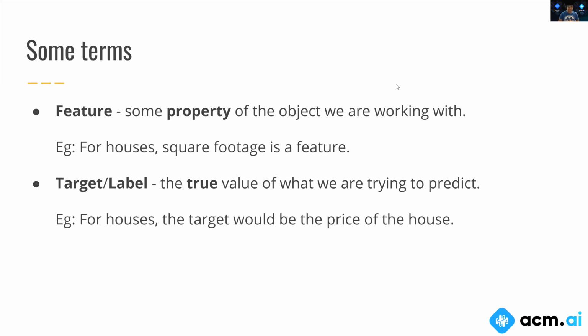So yeah, here are some quick terms. Features, we just went through these, are just properties of the object we're working with. In this case, it's houses. And the target or the label is the true value of what we're trying to predict. Again, in this case, that would be the price of the house. Don't get this confused with the prediction our model outputs at the end of the day. The prediction our model outputs is just a prediction. The target or the label is the true value of what we're trying to predict.